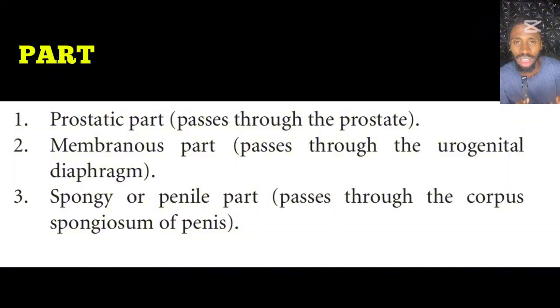We have the pre-prostatic part of the urethra. Now you have the prostatic part of the urethra. Now you have the membranous part of the urethra, and you have the spongy part of the urethra. Don't forget: the pre-prostatic, the prostatic, the membranous, and the spongy part of the urethra. Now in some textbooks we just go to the prostatic part, membranous part, and the spongy part.